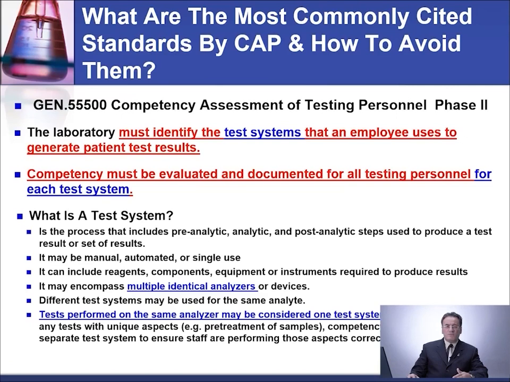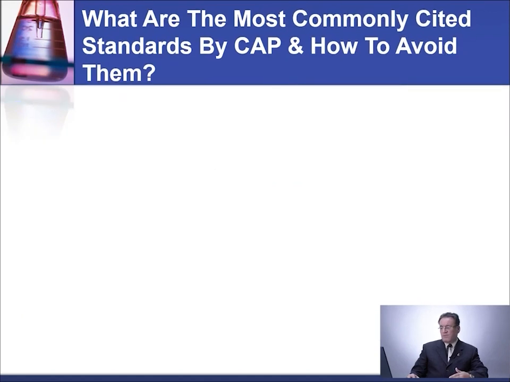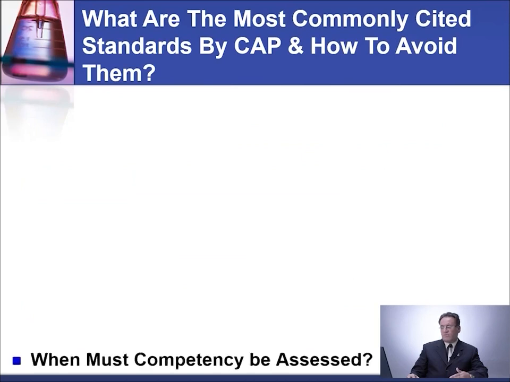If you have 2 similar instruments, like say you have two CBC instruments, one you are doing CBC on and the other one is only for retake, then they are two different test systems. Okay, so that's the definition of a test system.